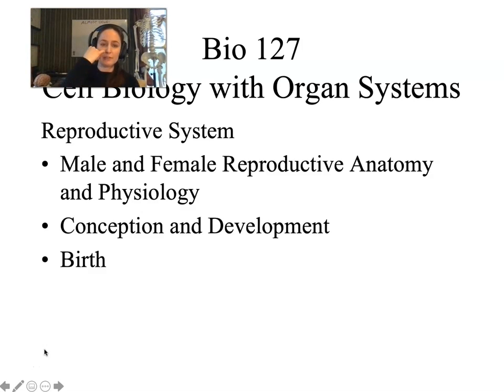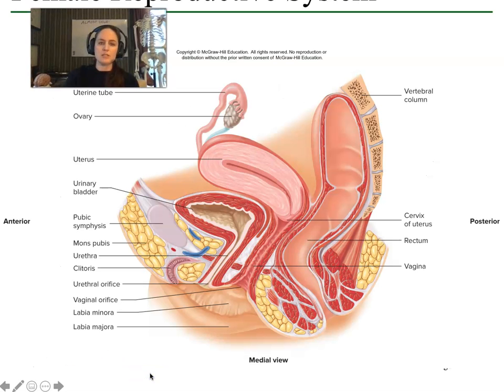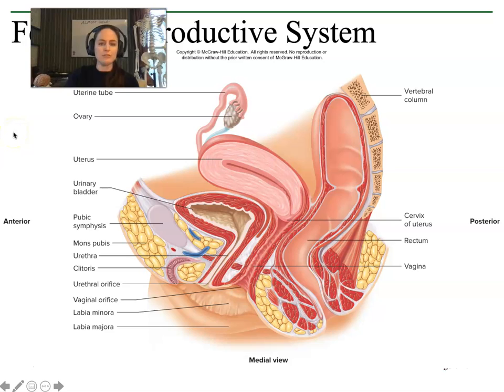So we'll focus on male and female reproductive anatomy and physiology. We will talk about conception and development as well as birth, just a little bit, just an overview, because this is an overview. So in our female reproductive system, we will start with a mid-sagittal section.